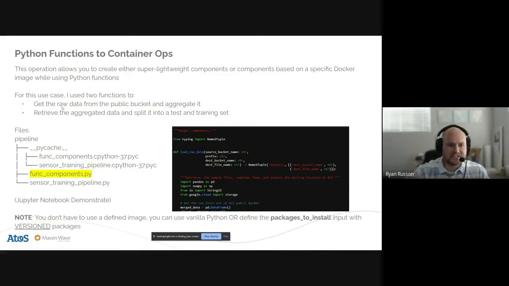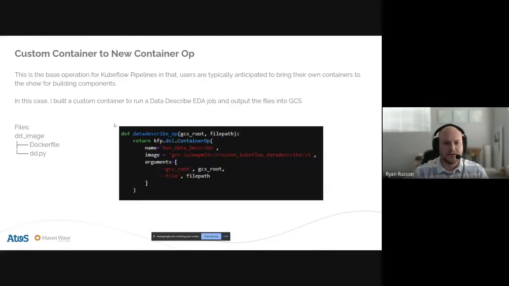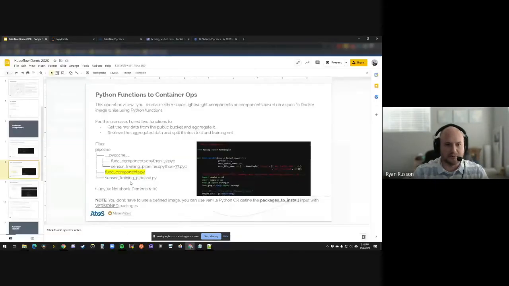So for this case, this is in the pipeline. These two components here, the load raw data and the split data, are actually functions that have been converted to container ops. And I'll show you exactly what those are. In the files here, and I'm going to get this up to our Bitbucket so that we all have it, this is where it's located. Let me go to that.